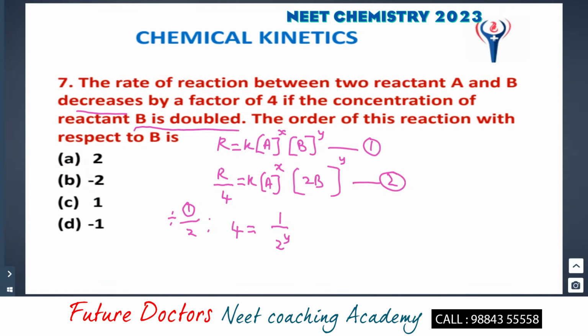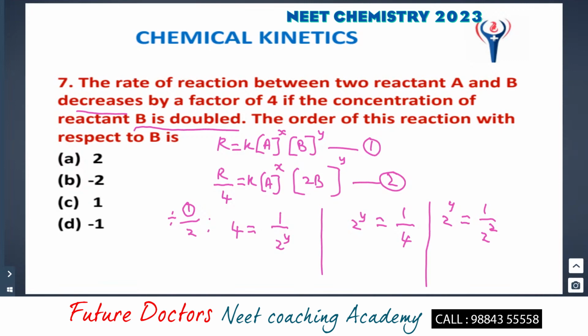Next one. Then how to solve? 4 is equal to 1 by 2 power Y, isn't it? Then how to write this? You can rearrange, very simple. Therefore, 2 power Y is equal to what? 1 by 4. Understood? Right. 2 power Y is equal to 1 by 2 power 2. Can you write like this? Understood? 2 power Y is equal to 1 by 2 power 2.